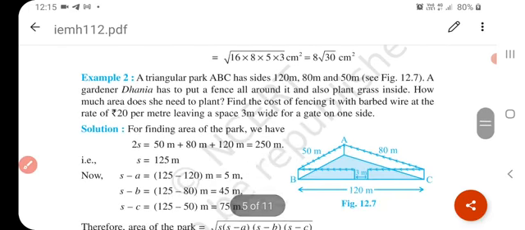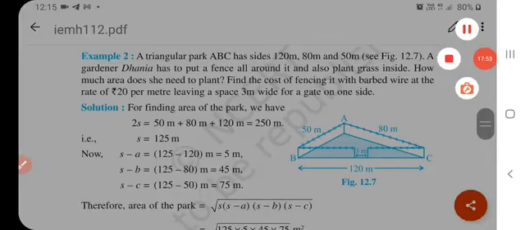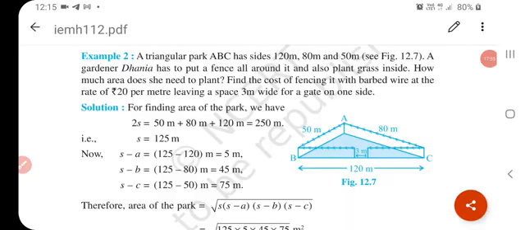Understand. Now a triangular park ABC has sides 120 meter, 80 meter and 50 meter. A gardener Dhania has to put a fence all around it and also plant grass inside. How much area does she need to plant? Find the cost of fencing it with barbed wire at the rate of 20 per meter, having a space 3 meter wide for a gate on one side.